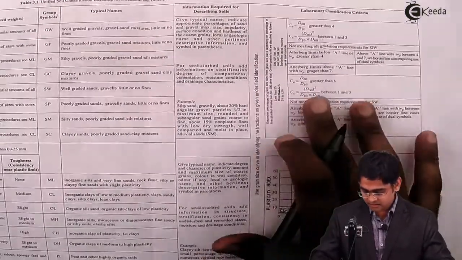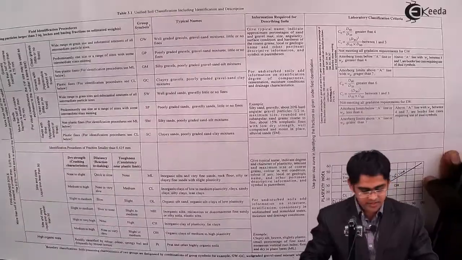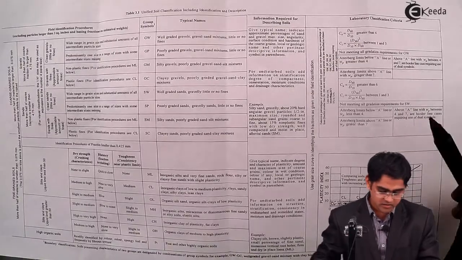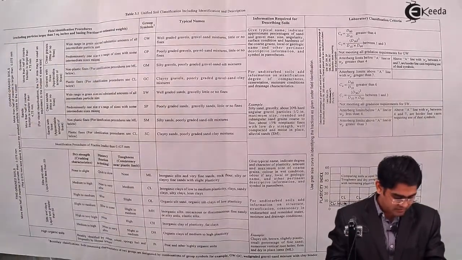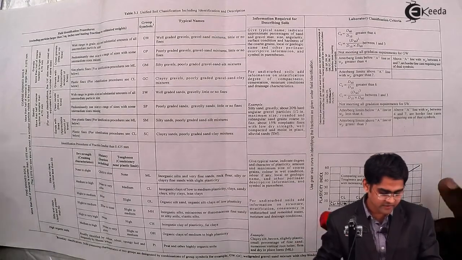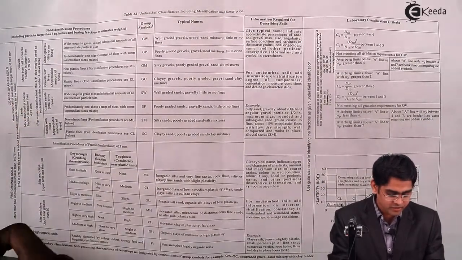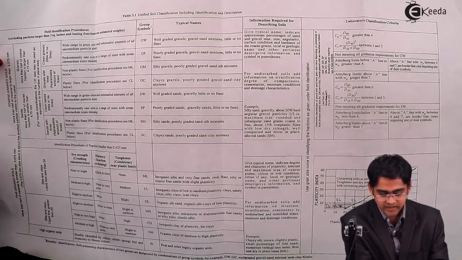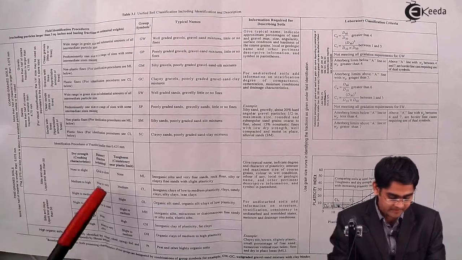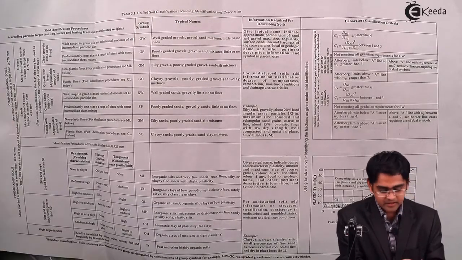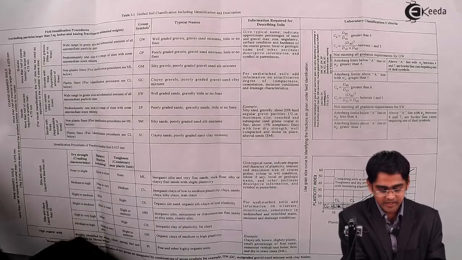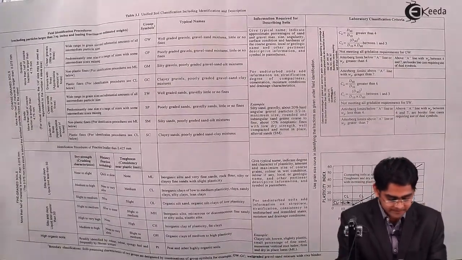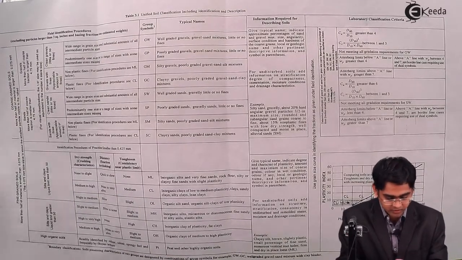So you have this particular kind of table. See, if you concentrate on this table, here it is given that if it is a coarse-grained soil, meaning that more than half of the material is larger than 75 micron, that means 0.075 mm. So if you have more than 50% of a soil which is greater than this 75 micron, then we call it a coarse-grained soil. If this condition fails, then we call the soil fine-grained.